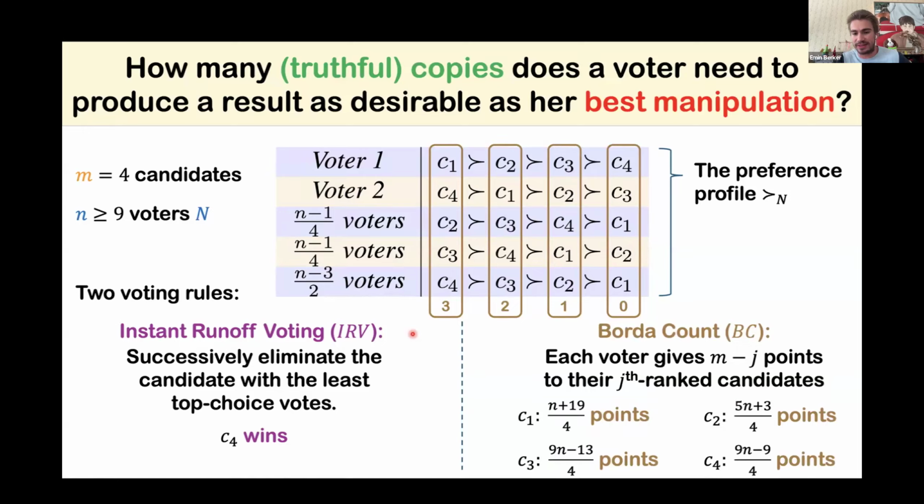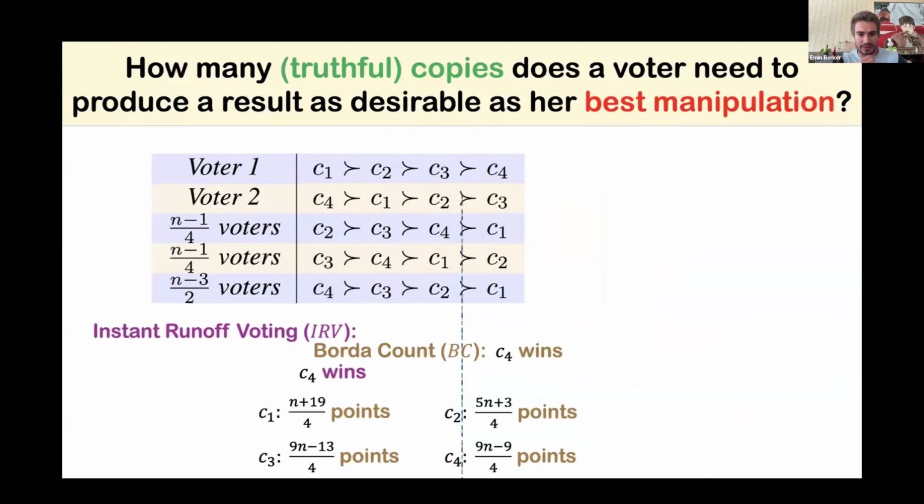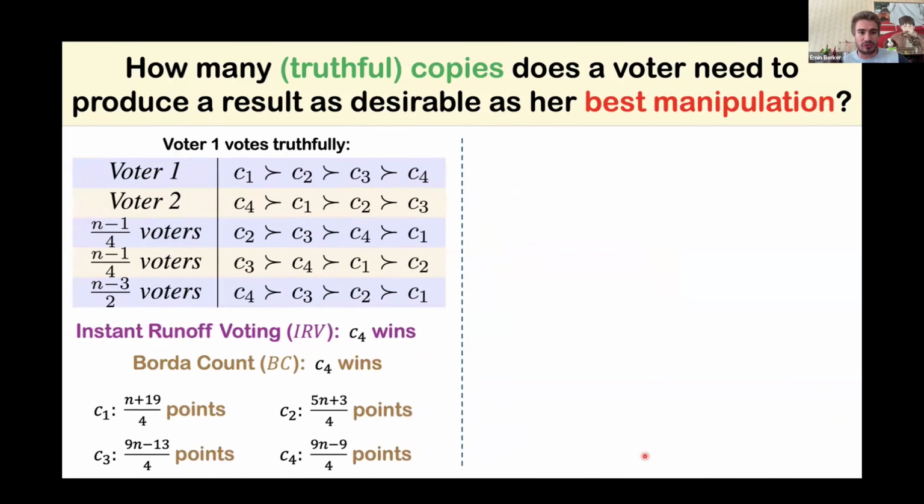And in fact, you can see that C4 once again has the most number of points because we've assumed that n is at least 9. So it dominates everything else. So under Borda count also, C4 is the winner. So let's get these to the side. So this was when we were assuming that voter 1 was voting truthfully. So they were reporting their true preferences.